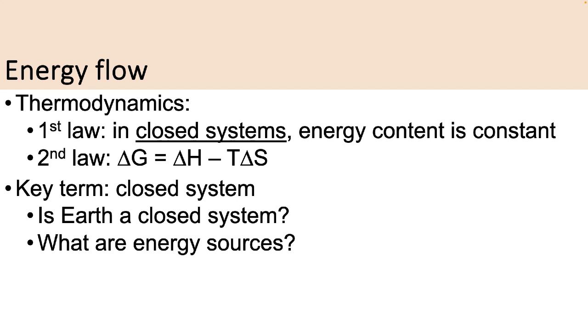The reason why energy flows is because physics says it has to, and thank you, physics, for telling us that. It follows the rules that we call thermodynamics. The first law of thermodynamics is that in a closed system, the amount of energy is constant. Of course, one of the problems is, is Earth a closed system? No. Therefore, we do not follow the first law of thermodynamics. How do we know it's not a closed system?